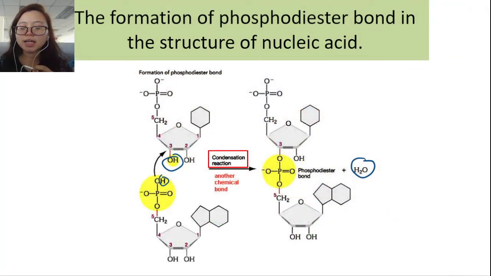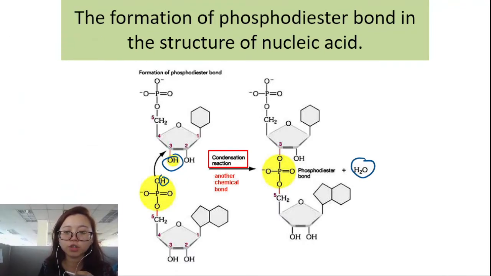Okay, next we talk about the formation of phosphodiester bond in the structure of the nucleic acid. So, the nucleic acid is not going to be on its own. Biasanya dia tidak keseorangan. Biasanya dia akan bersambung dengan nucleic acid lain, sama ada DNA ataupun RNA. So, how does that happen is you look over here, the first nucleotide and the second nucleotide.